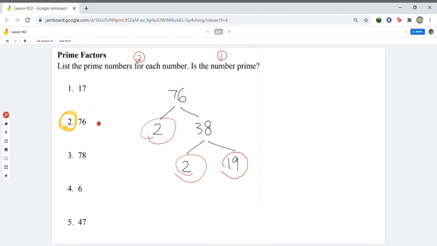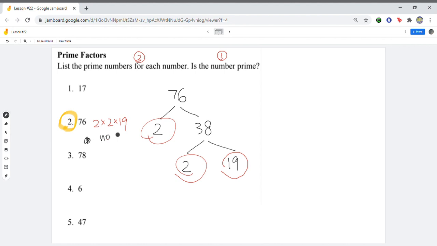So for number 2, your prime factors should be 2 times 2 times 19. So the ones that I circled in red are the prime numbers in the factor tree. And that's going to be the prime factors for 76. And now we have to determine is the number prime. And 76 is not a prime number. So I'm going to write no.